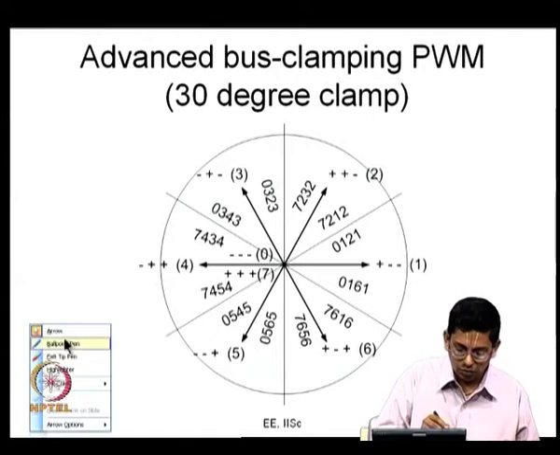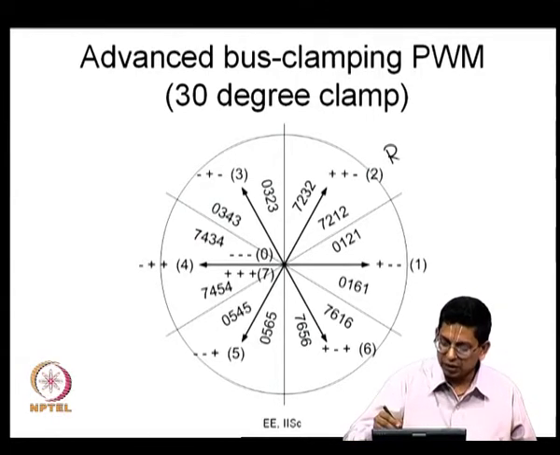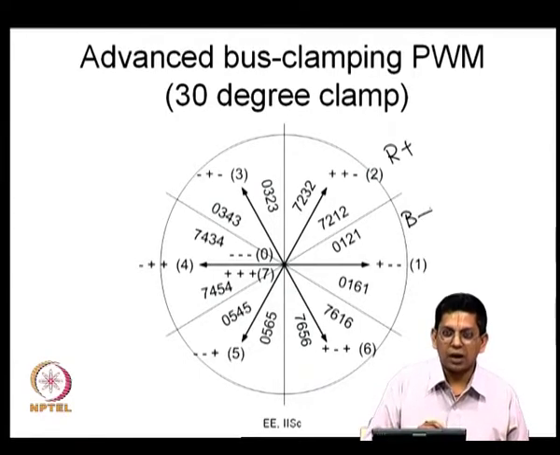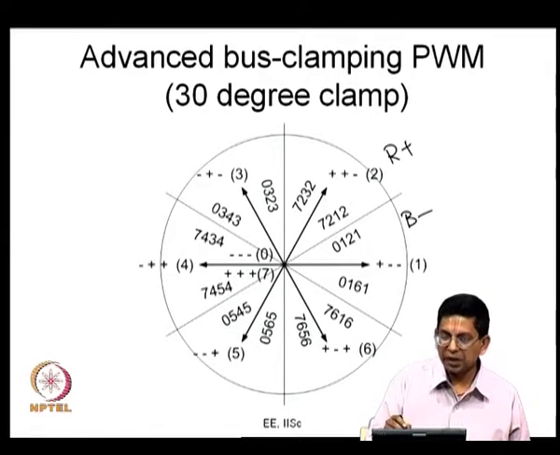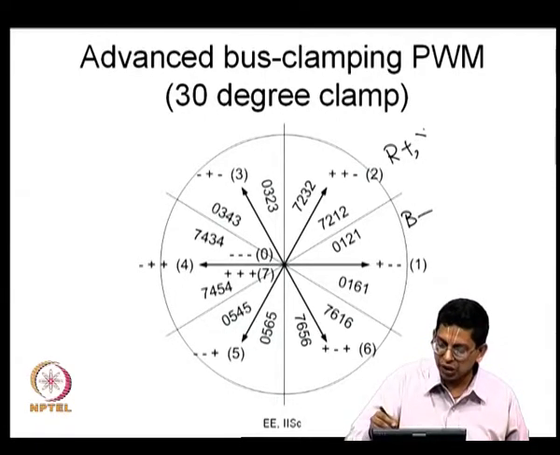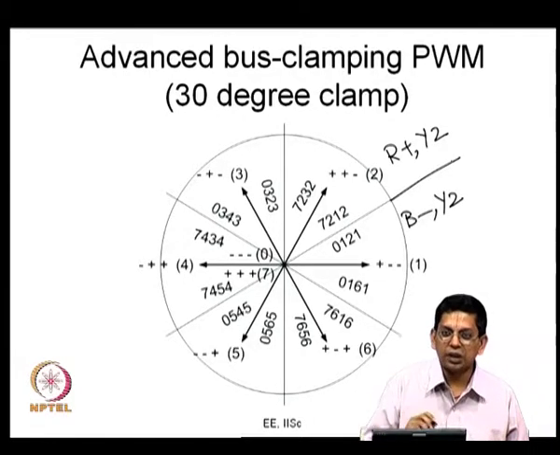Now, because of this, what is going to happen? Here R is positive and here B is negative as before. In sector 1, R can get clamped to the positive bus if plus plus plus alone is used, and B gets clamped to the negative bus if minus minus minus alone is used, and that is what happens here. In addition to that, you have Y phase double switches, and this again, you remember, is the 0 crossing of Y phase.